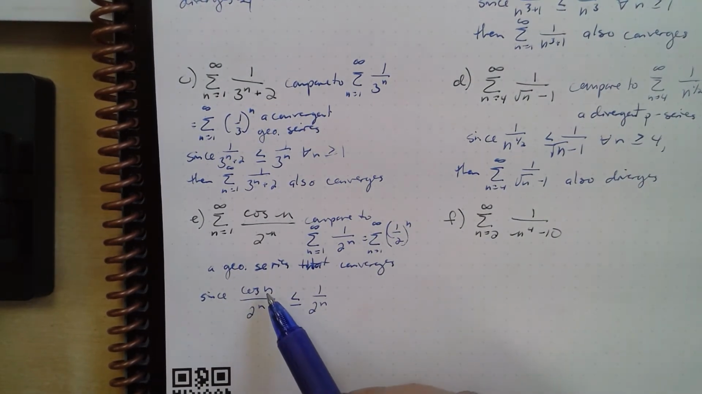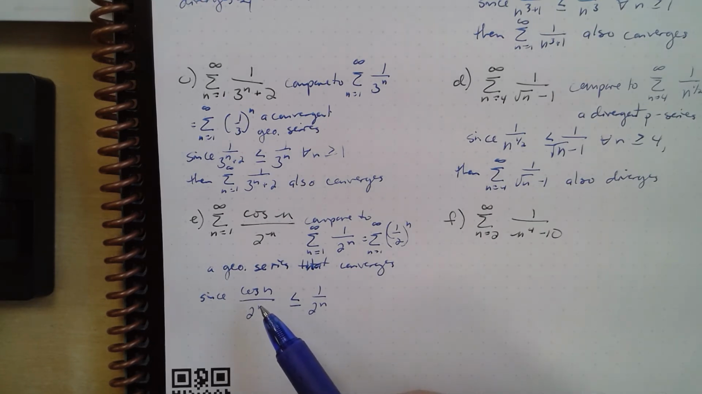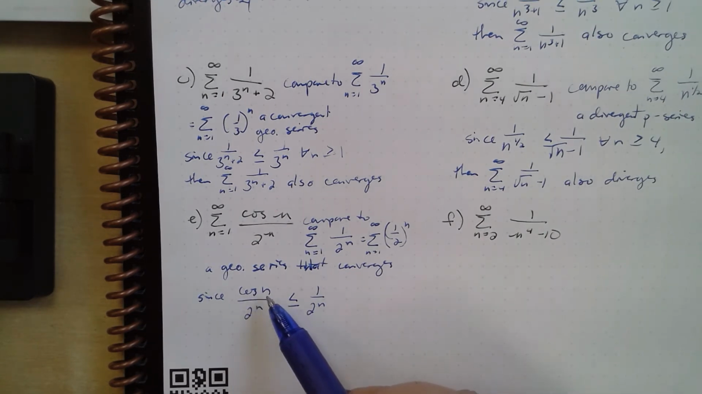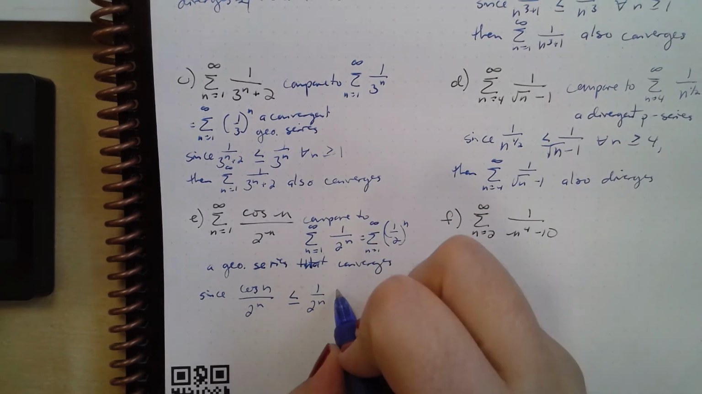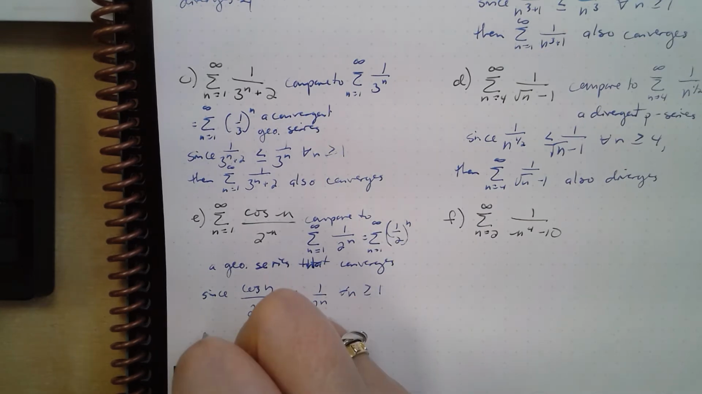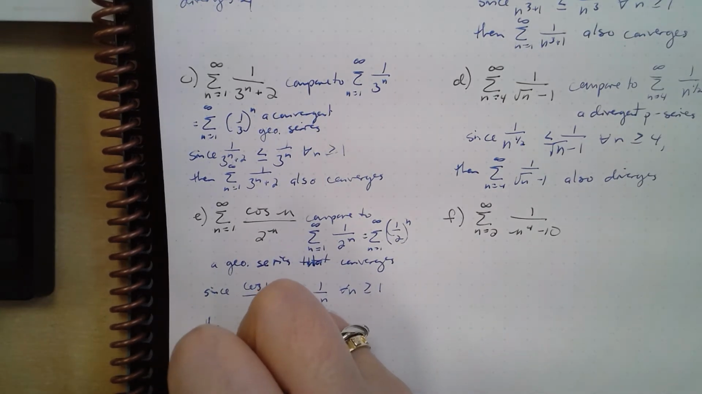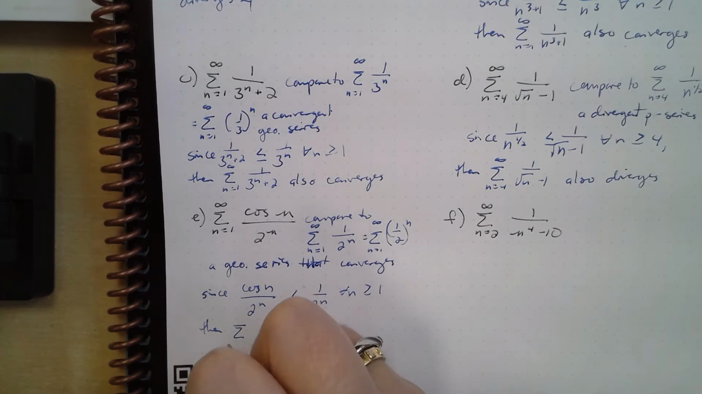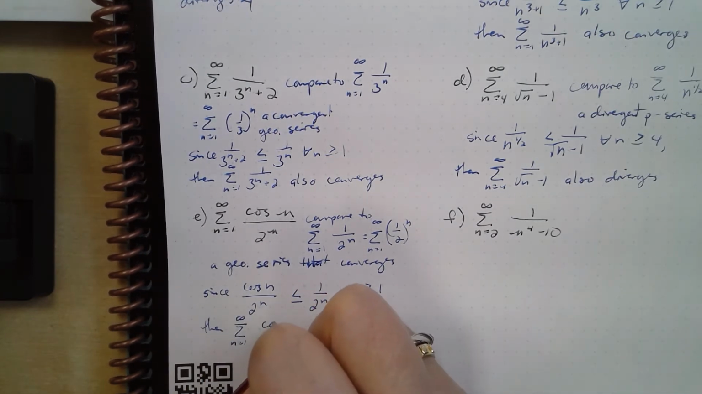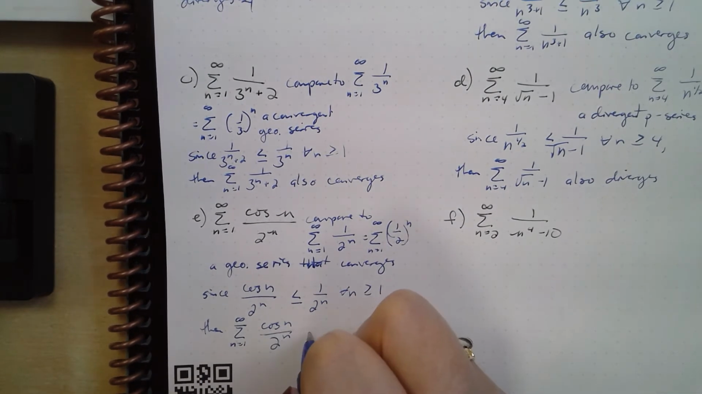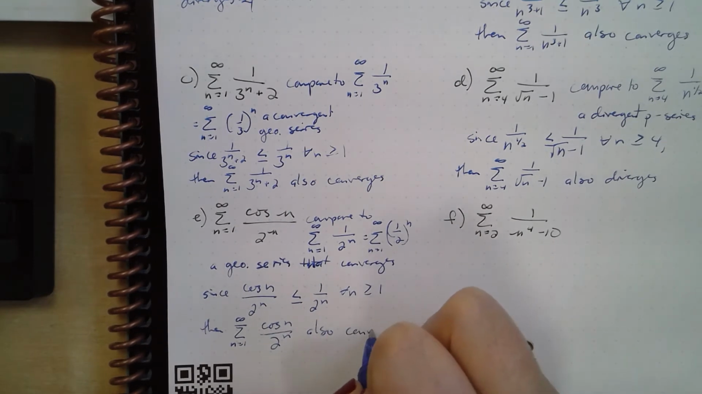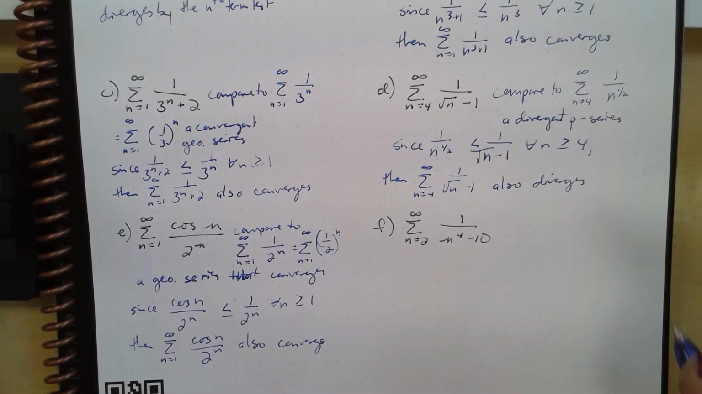Because cosine is never going to be completely 1, right? It has to be less than or equal to 1, or actually even if it is equal to 1, it's okay. It can be equal to it for all n greater than or equal to 1. And this converges, right? Then this also converges. Then the sum from n equals 1 to infinity of cosine of n over 2 to the n also converges. Okay, so we have this.